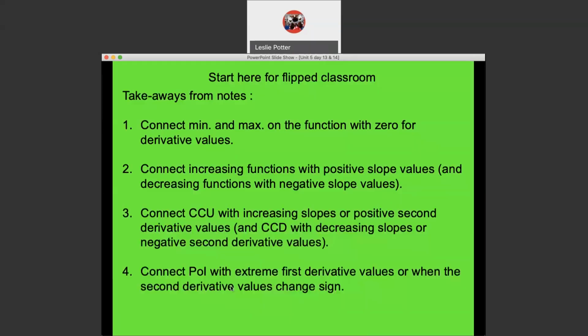Okay, when we get back into the classroom, we'll take a look at the takeaways from taking the notes, and we'll move on to our activity.